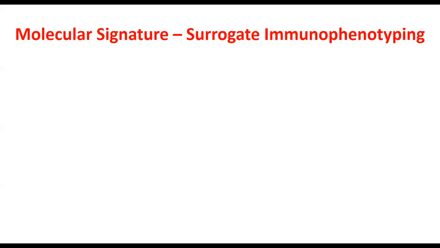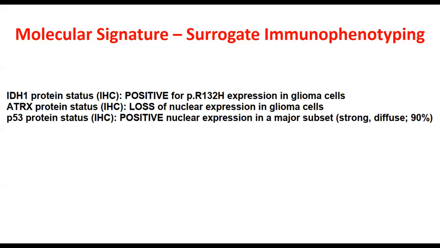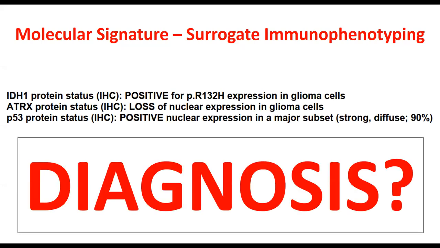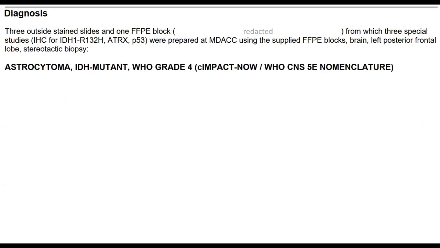All right, let's look at the molecular signature, immunophenotype. Positive for R132H expression. Absolute loss of ATRX. Positive, strong, diffuse 90% p53. That's going to be a TP53 diagnosis. Okay, diagnosis. Here it is. Astrocytoma, IDH mutant, WHO grade 4.